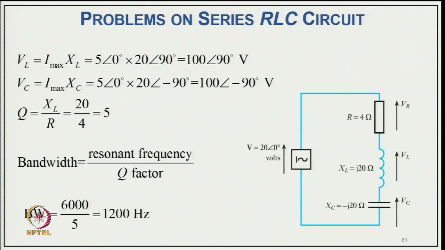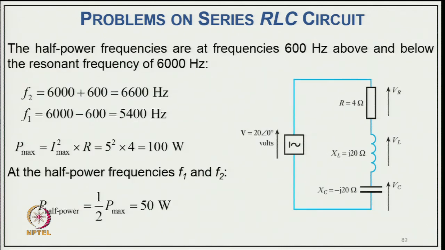Now, V_L equal to I_max into X_L, that is 5 at 0 angle into 20 at 90 degree. So, that becomes 100 at 90 degree, and V_C equal to I_max X_C, that is 5 at the angle 0 into 20 at minus 90. So, that becomes 100 at minus 90 degree volts, and Q equal to X_L upon R, that is 20 by 4, and that is 5. So, voltages are amplified across L and C by this factor of 5. So, bandwidth is resonant frequency divided by quality factor. So, here bandwidth is 6000 by 5, so that is 1200 hertz.